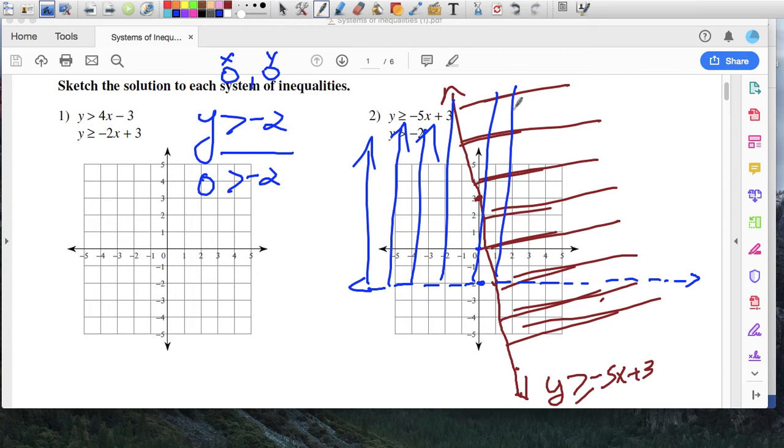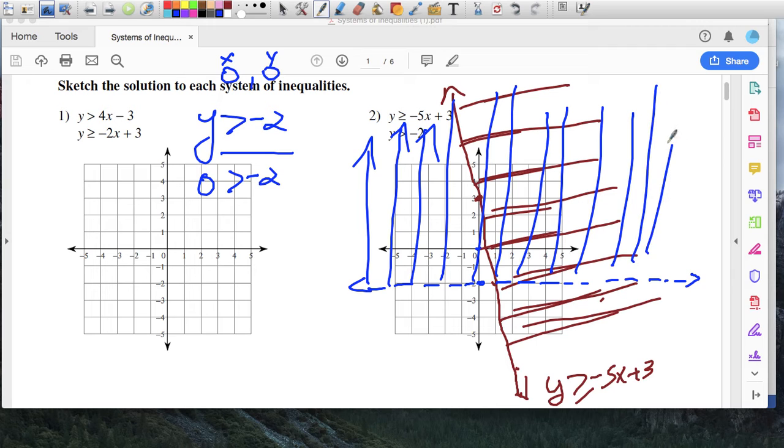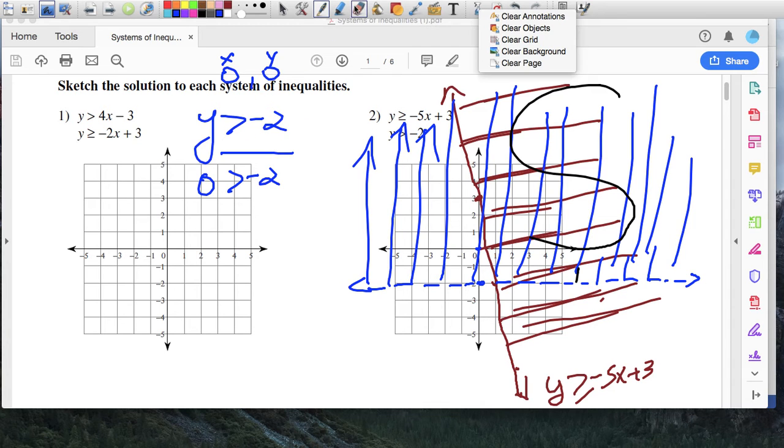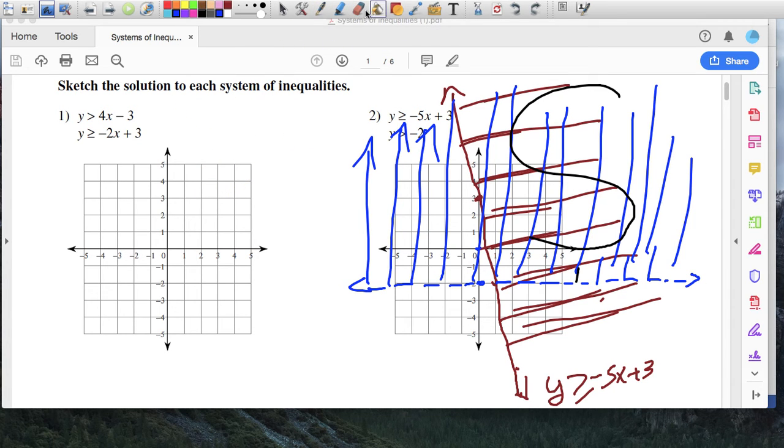So if you look at that, here is your solution area. That's where the blue and the red intersect for me. And if you pick any point in that area, it would make both inequalities true. So if this was a test, I would definitely ask you to pick something. So let me pick a very easy value.